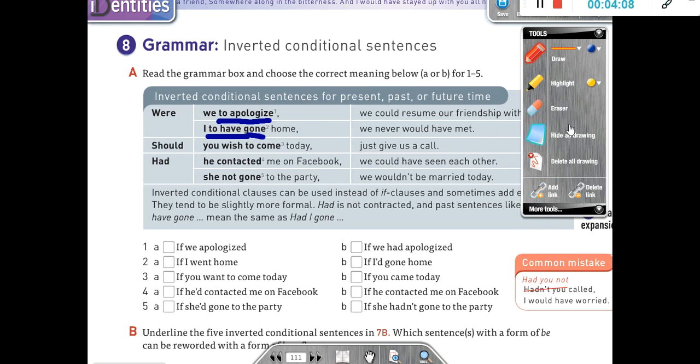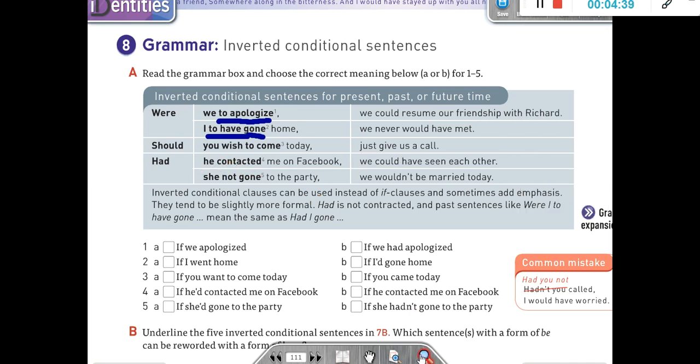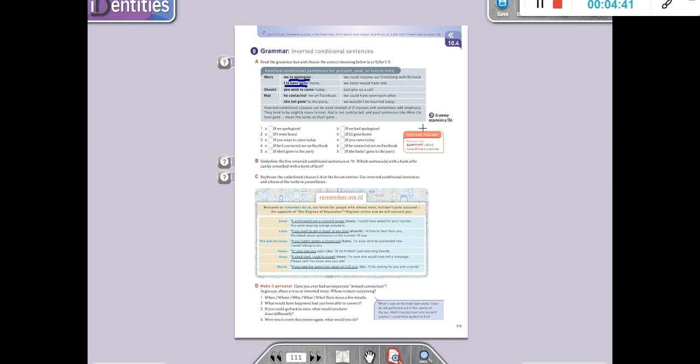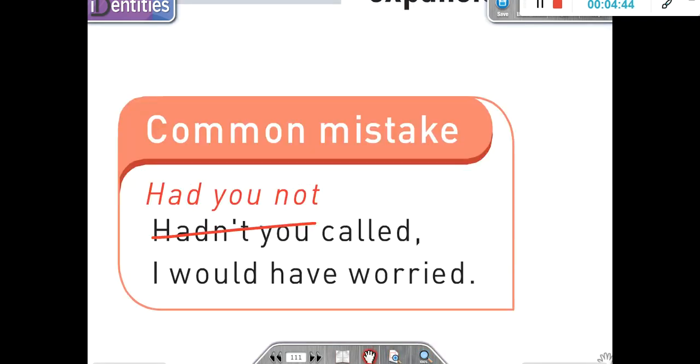Later we have should. As I told you, normally it's used when you want to be very romantic. Should you wish to come? Had he contacted. In this case, the correct is he had contacted. If he had contacted, and had she not gone, the correct is she hadn't gone. This part is really important. We are going to do this in the common mistakes.